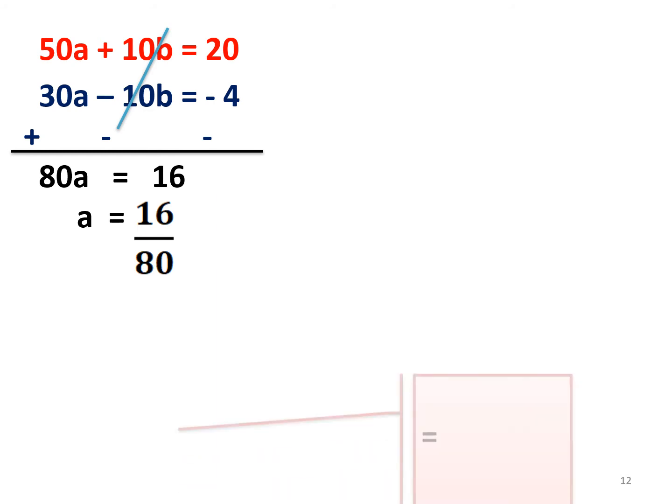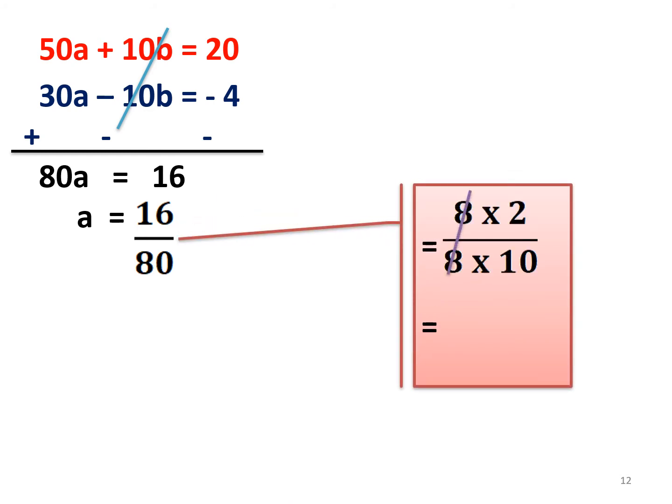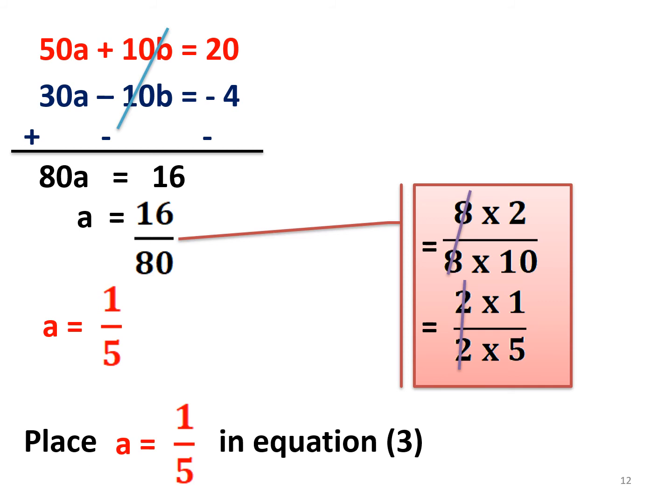16 upon 80 is further reduced to 8 into 2 upon 8 into 10. 8 is common, so it gets cancelled. 2 upon 10. 2 upon 10 can be further reduced as 2 into 1 upon 2 into 5. 2 and 2 get cancelled. So you're left with 1 upon 5. So the value of a is equal to 1 upon 5. Now I shall place a is equal to 1 upon 5 in my equation 3.